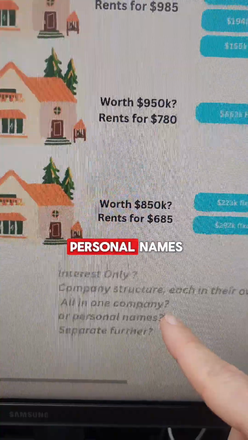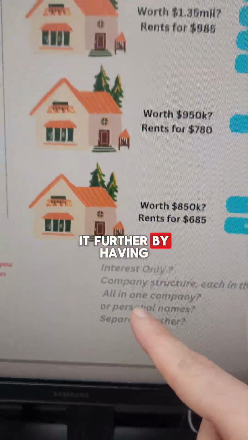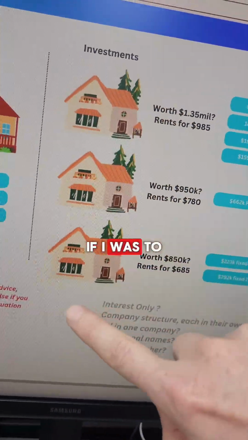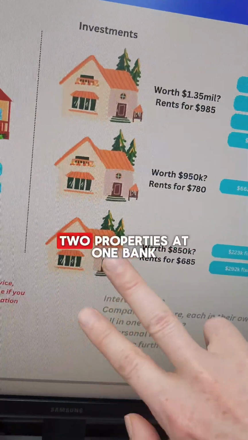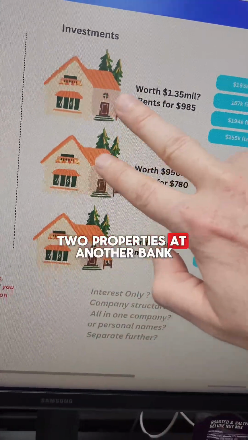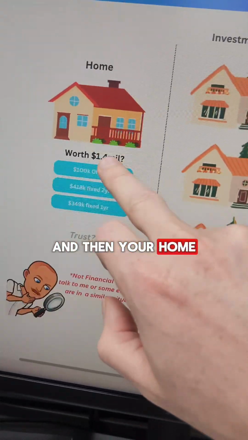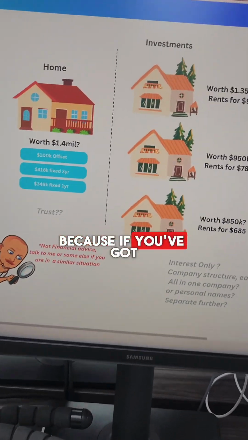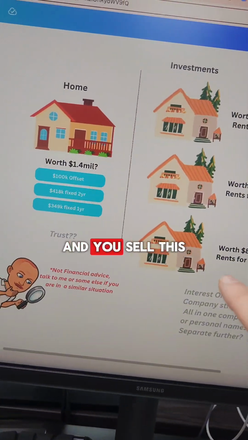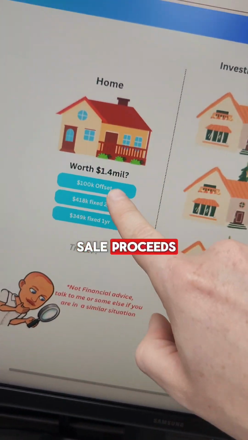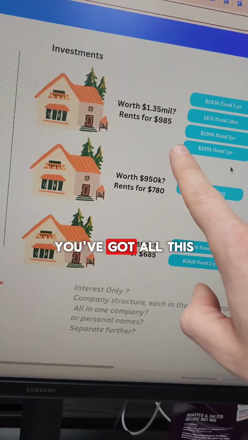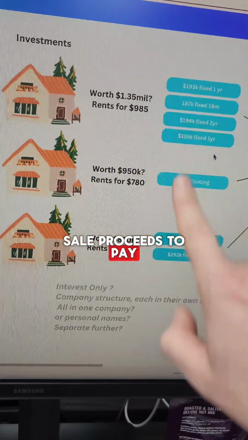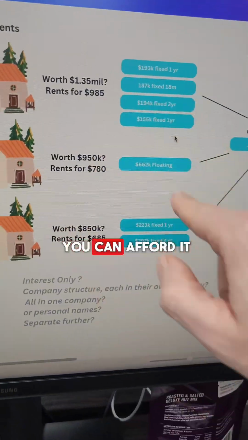Obviously you can just have it in your personal names, or you can separate it further by having separate banks for these. I think that's a bit overkill at the moment. If I was to buy a 4th property, then maybe you'd have 2 properties at one bank, 2 properties at another bank, and then your home at another bank, so a 3rd bank. And the reason for that is just to protect it, because if you've got everything at one bank and you sell this property and want the sale proceeds, the bank could say, hold on, you've got all this other debt with us and we want the sale proceeds to pay this off because we don't think you can afford it.